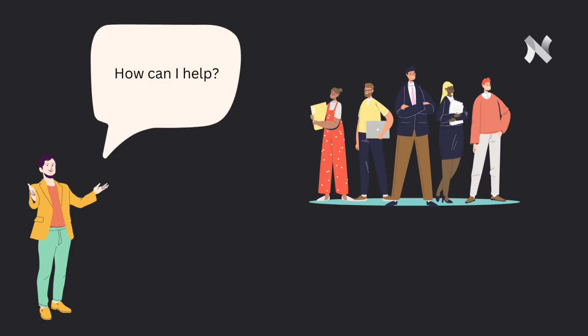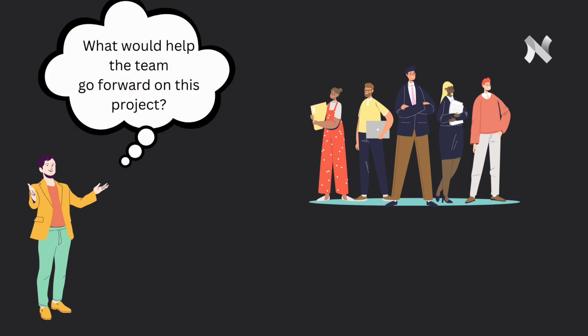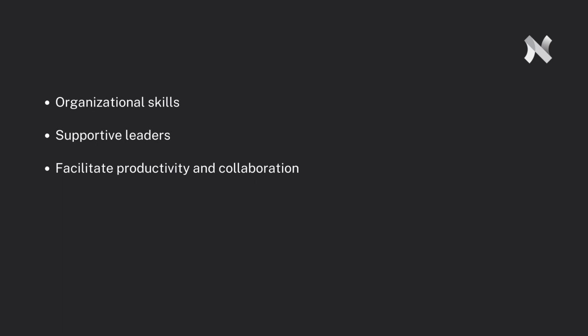Rather, they're always asking questions like, how can I help? Or what would help the team go forward on this project? Scrum Masters facilitate productivity and collaboration. This is a critical skill to ensuring every team member's voice is heard, and that their input is addressed. Scrum Masters must coach team members on Scrum theory and application. Coaching is a skill that encourages dialogue and discussion over simply giving the answers directly.